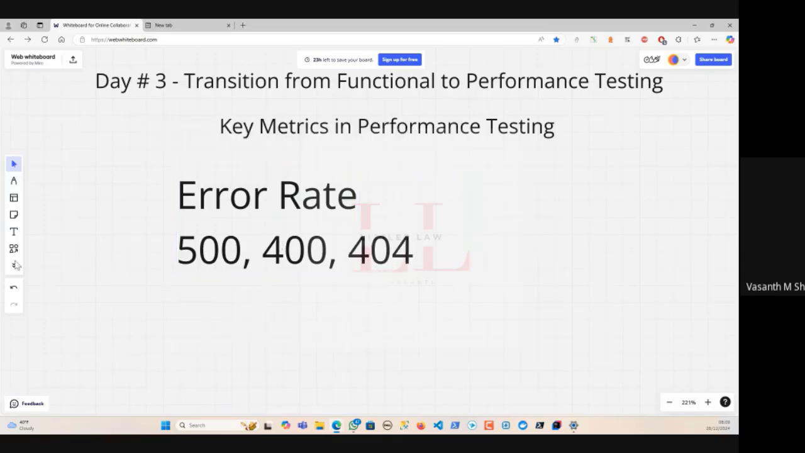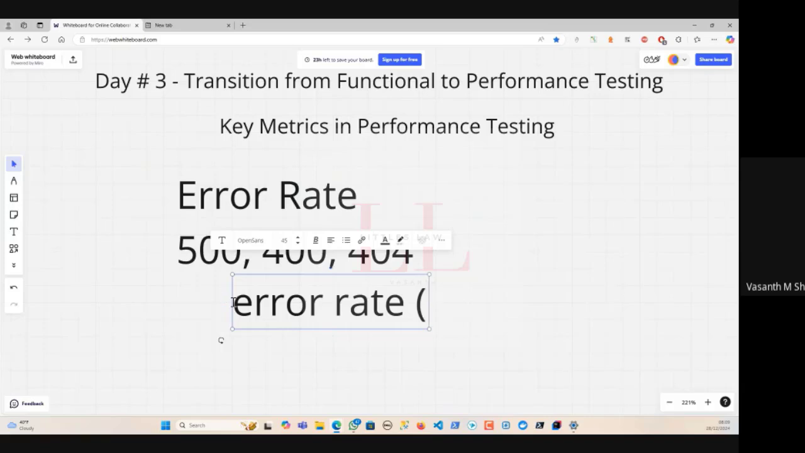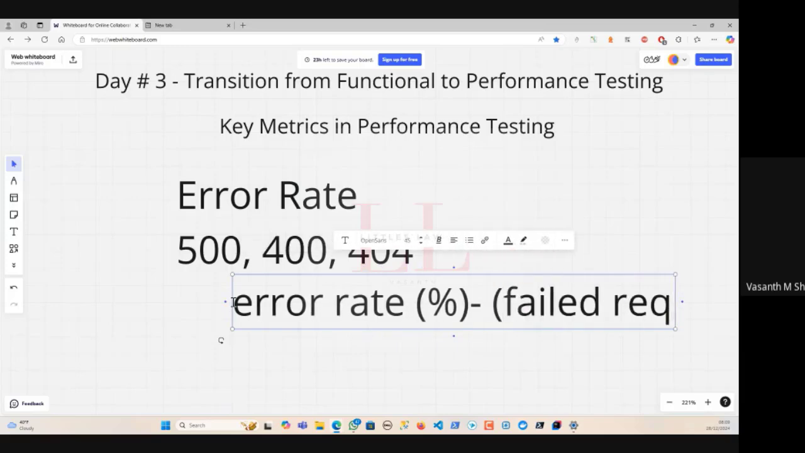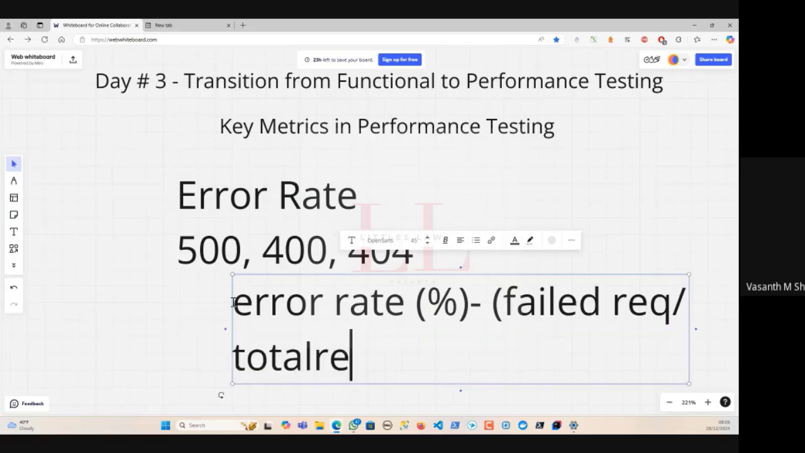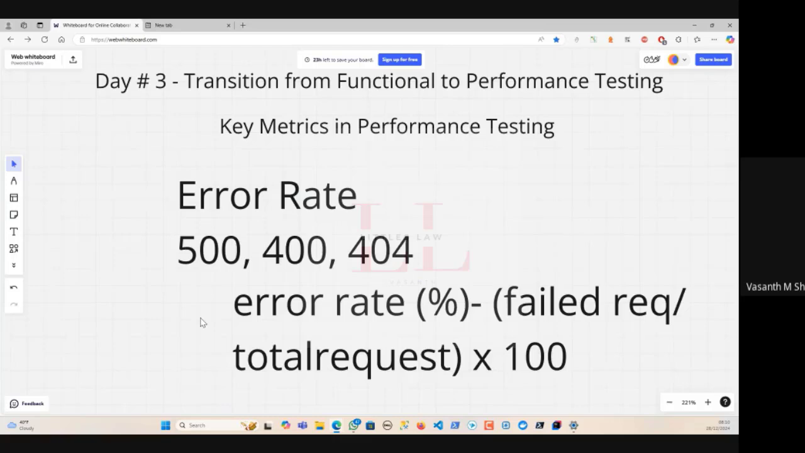Let me give you the formula for this real quick: how to calculate the error rate in percentage. When you're using NeoLoad, you can see this error rate percentage. It's the failed requests divided by total requests, multiplied by 100. For example, if 10 requests have failed out of a total of 100 requests, you have 10% errors. This shows you the reliability and the robustness.